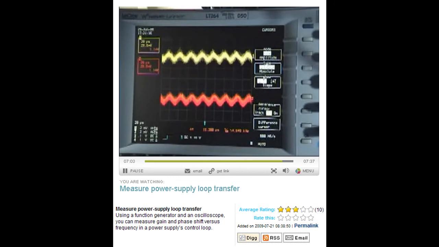And this is mostly useful for people that don't have a network analyzer that sweeps the frequency automatically, measures both signals and does all the math work for you. So with only a signal generator and an oscilloscope, you can get a reasonably good Bode plot measurement.